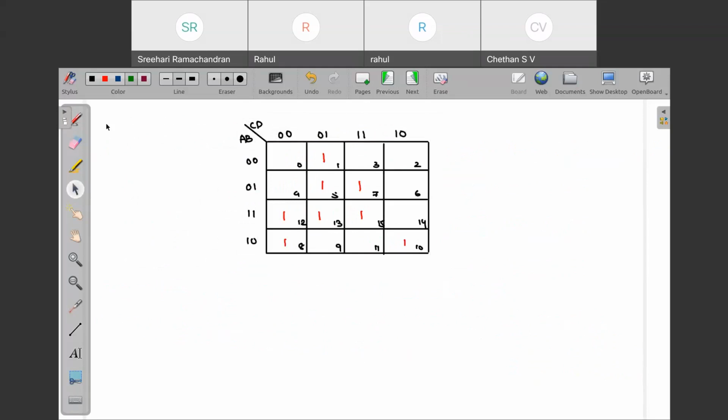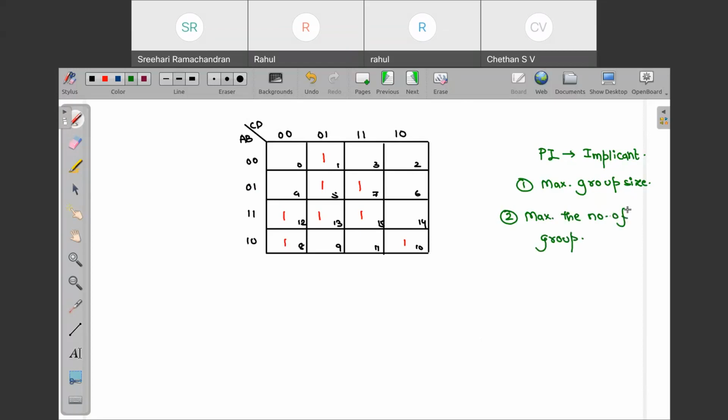See, your main task over here is to find implicants. First of all, in prime implicant, find the implicant. Now the implicant should be such that, one, maximize the group size, two, maximize the number of groups. So your first aim is to maximize the group size, and then you need to maximize the number of groups.